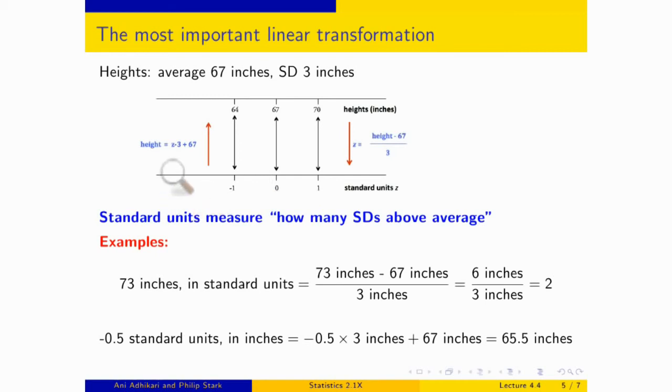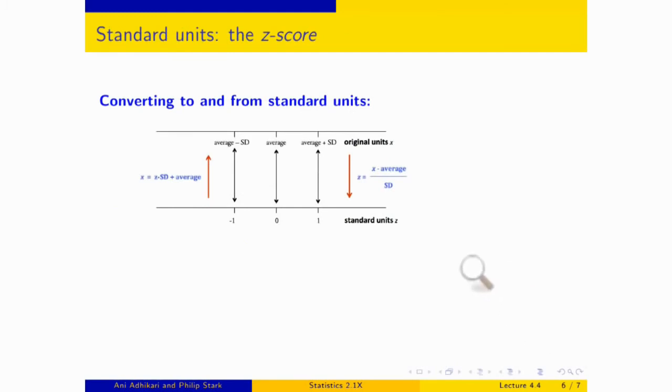So if you are given standard units and you are trying to find the height, you say it's that many standard deviations above average, and you're done. In general, the transformation looks like this. You have your original units, which I'm going to call x. You have an average, which will translate to 0. The point average plus 1 SD will translate to 1, and everything else is determined accordingly.